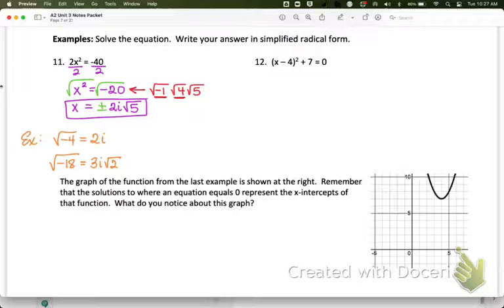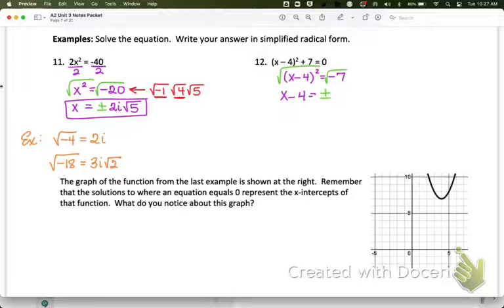Now, number 12 is going to be very similar because we are going to subtract 7 and then take the square root of both sides. So we'll start by subtracting 7 from both sides. That gives us x minus 4 squared equals negative 7. Square root both sides. So we get x minus 4 equals plus or minus.